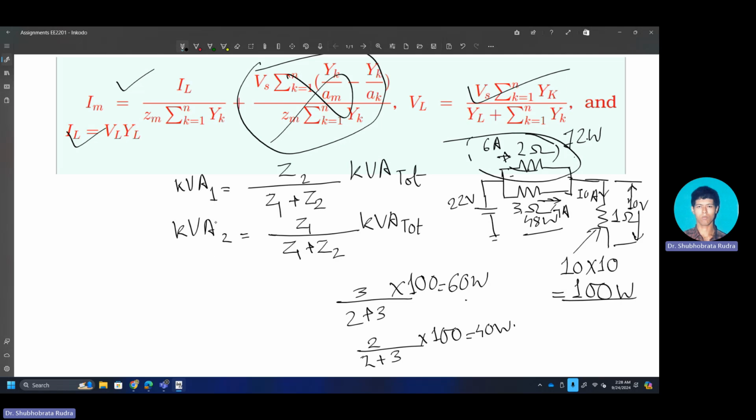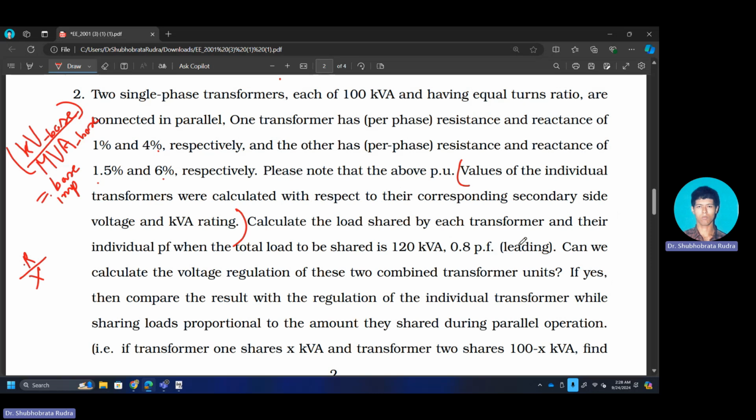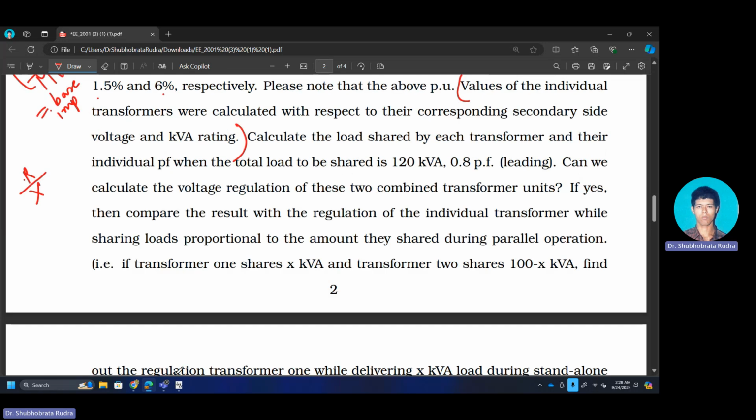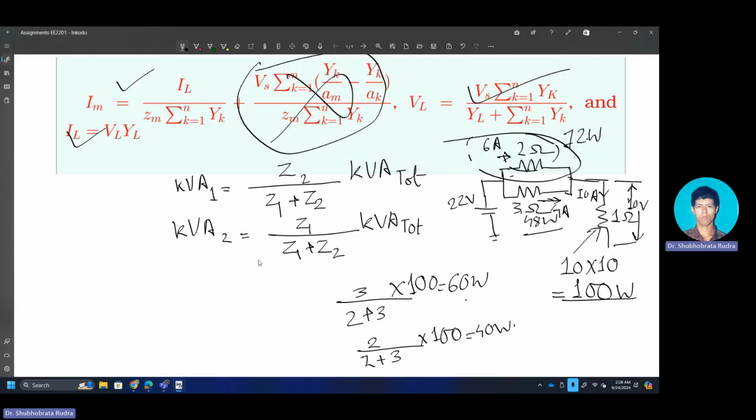Anyway, coming to answer our question, what we should have here is 120 kVA, 0.8 PF leading. So this will be divided in proportion to their impedances, not in equal halves. This formula you can calculate. So KVA1 will be, you have to find out that.